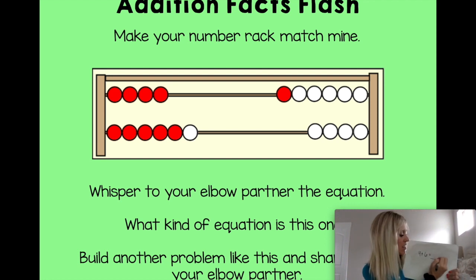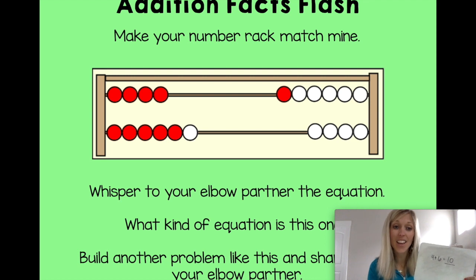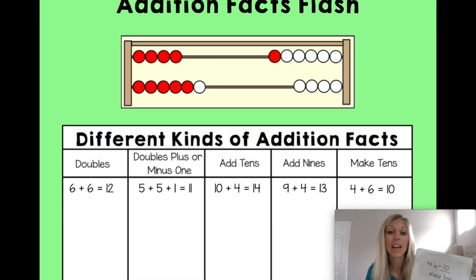4 plus 6 equals 10. That's right. You know how you knew that? Because you know 10 facts make 10. You know that 4 plus 6 can make 10. And that's the last strategy. You can make tens. So you know that 4 plus 6, just like 3 plus 7 or 2 plus 8 or 5 plus 5 makes tens. You can use that strategy.